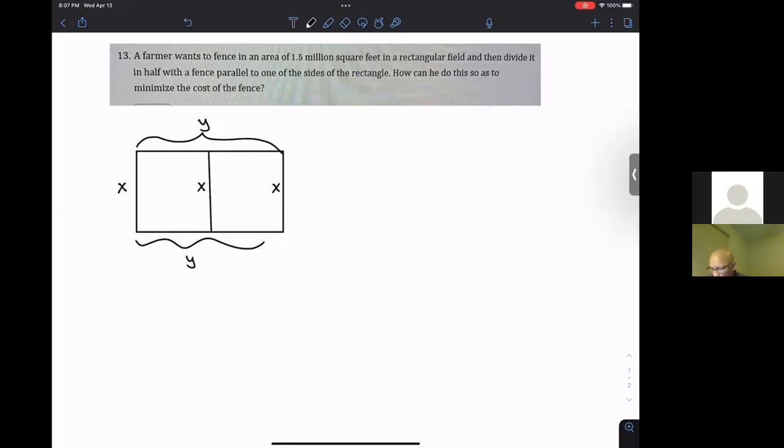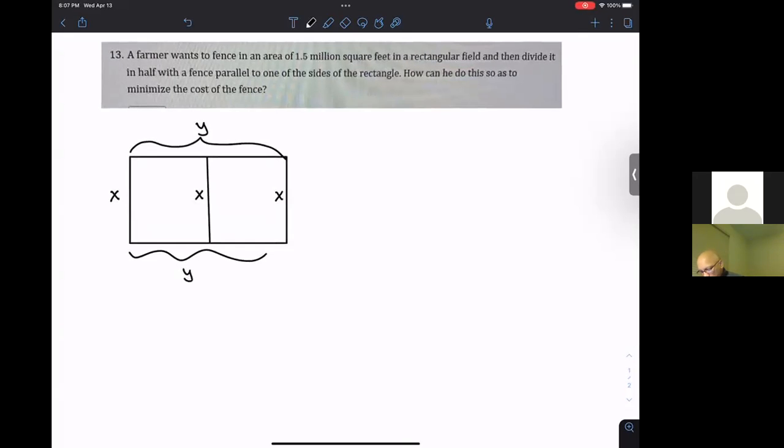And so, if I go back to read the problem, it says I want to fence in an area of 1.5 million square feet. So I know the area is 1.5 million. I have to add, how many zeros do I need? I need one more zero. Okay, 1.5 million, that's the area. And the area is X times Y, right? That's the total area that's enclosed.